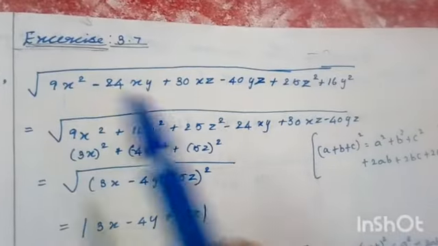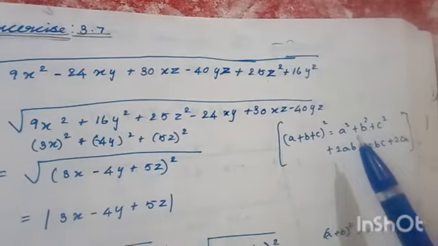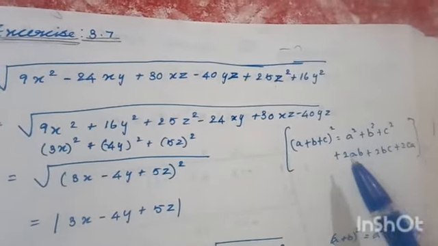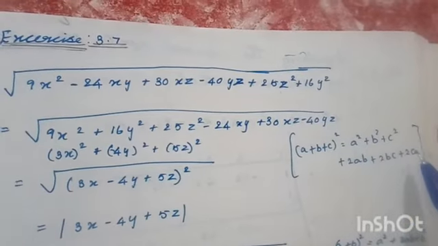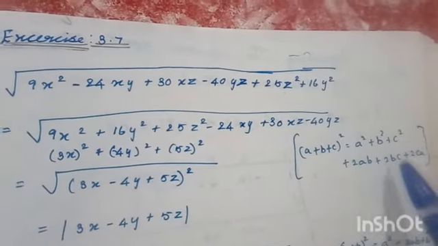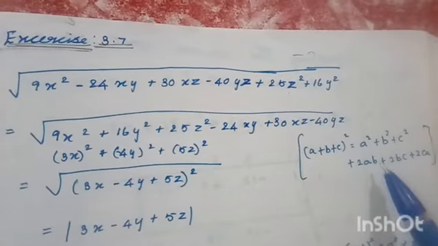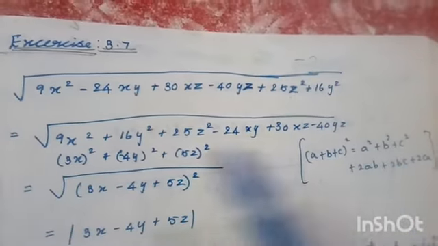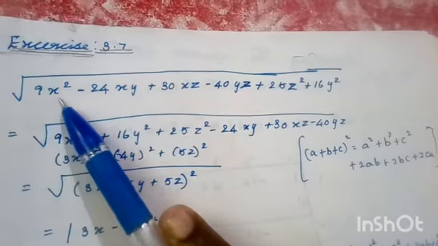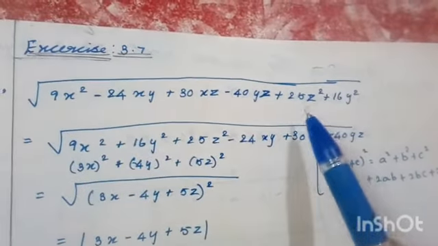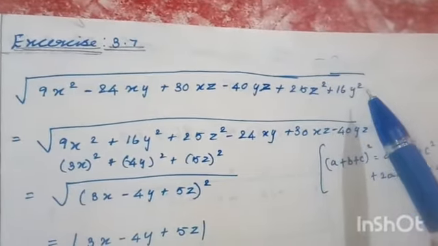So now it is in the form a squared plus b squared plus c squared plus 2ab plus 2bc plus 2ca, with some negative terms in between. How do you identify this? First you check the square numbers. What are the square numbers? They are 9x squared, 25z squared, and 16y squared.